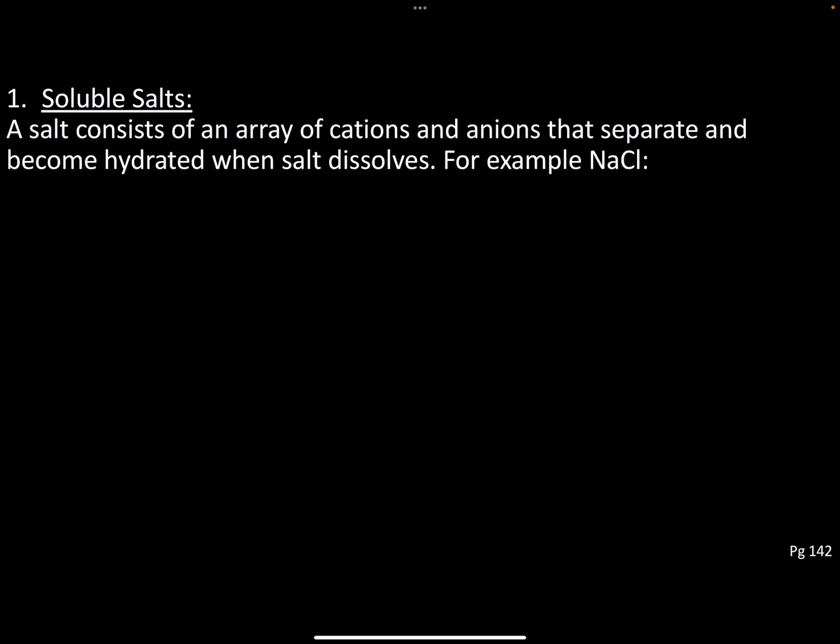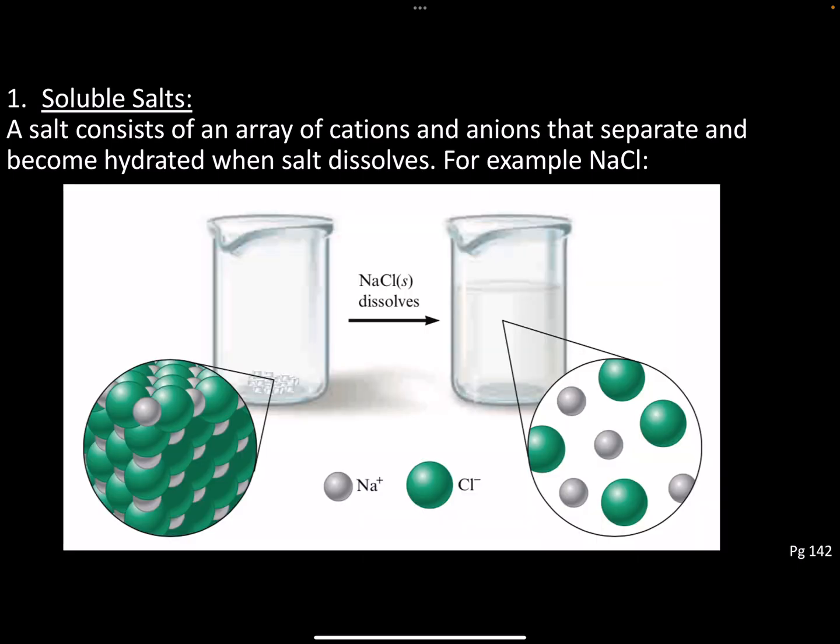And we'll talk about them right now. But the first one is a soluble salt. Now, a salt is anything that consists of an array of cations and anions that separate and become hydrated when it dissolves. For example, sodium chloride. That's a very typical salt that we think of. You put solid sodium chloride into a beaker, you fill that beaker with water, and the sodium chloride dissolves into its ions that are suspended in that solution.